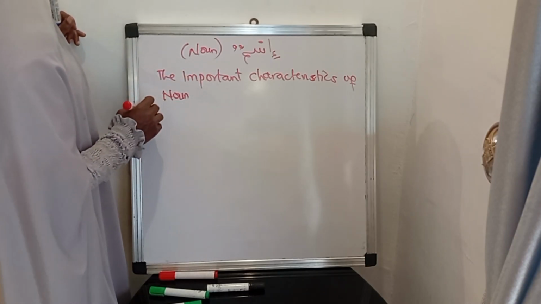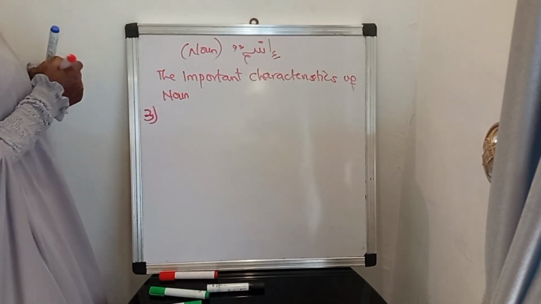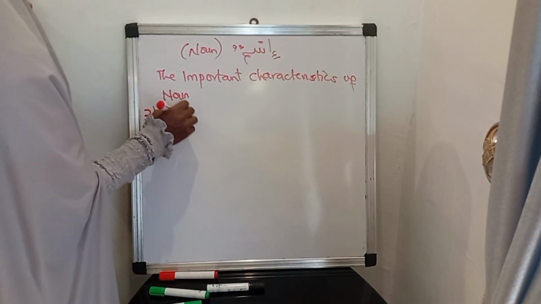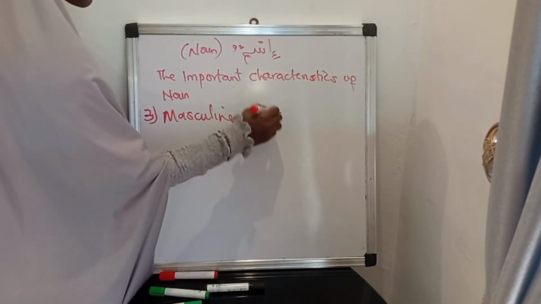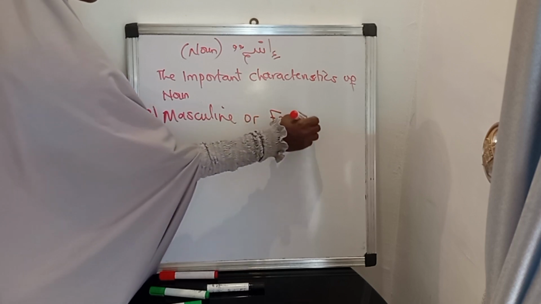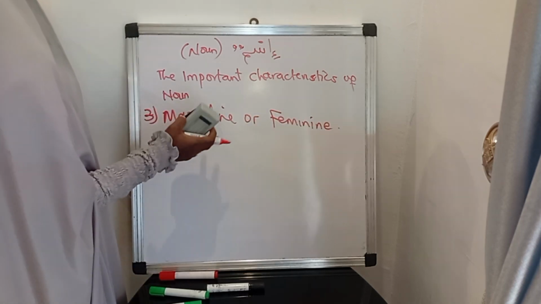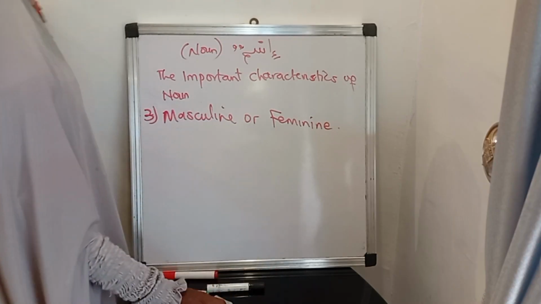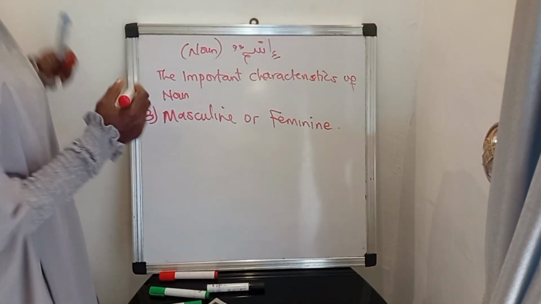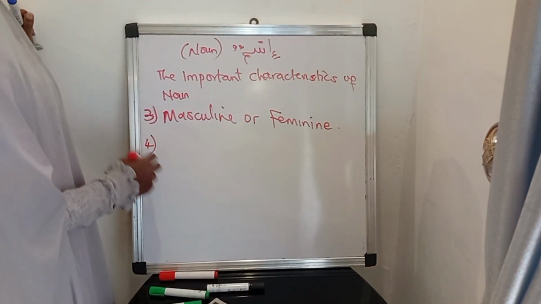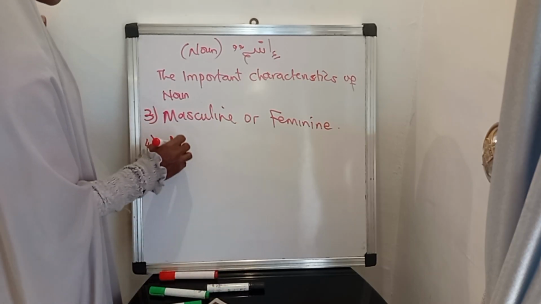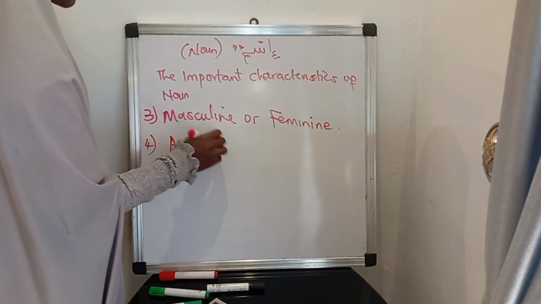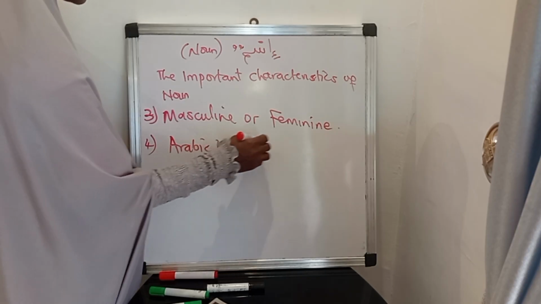Then another characteristic we are going to talk about: Arabic nouns, so the third one, Arabic nouns are either masculine or feminine. Arabic nouns are either muzakkar or muannath, masculine or feminine. And the fourth one is that Arabic nouns decline.